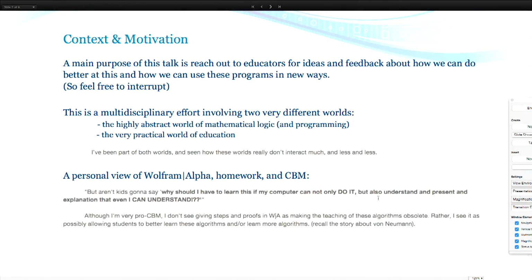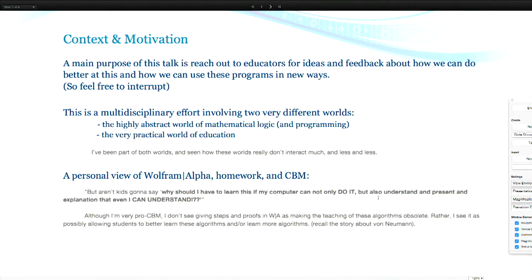If you haven't seen step-by-step, I'm going to show you some examples in Wolfram Alpha. But it's a multidisciplinary effort, and it's a blending of two very different worlds, right? The highly abstract world of math logic and programming, and the more practical world of education. So I've been a part of both worlds.